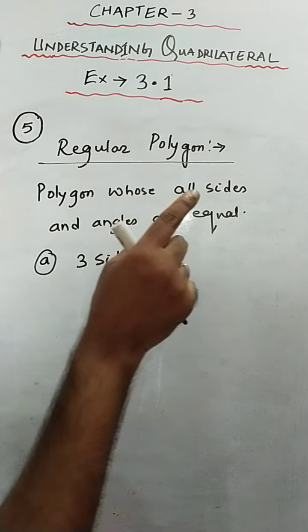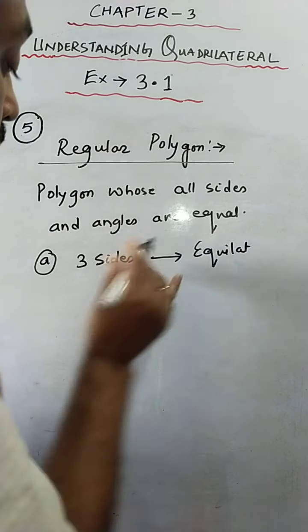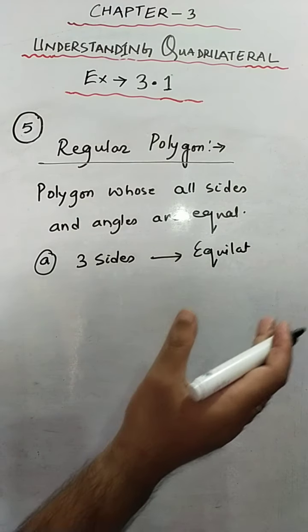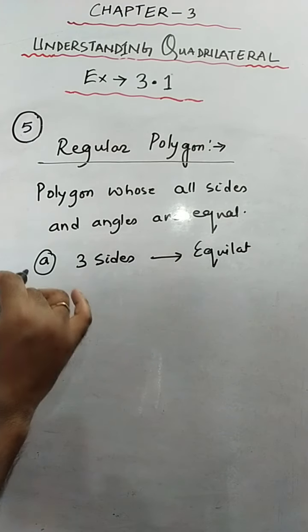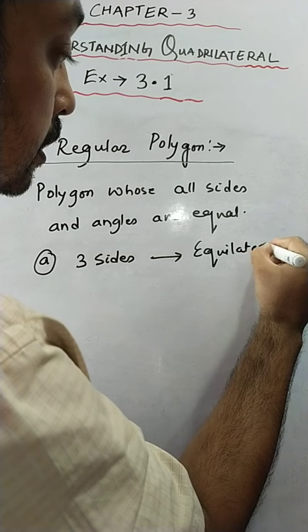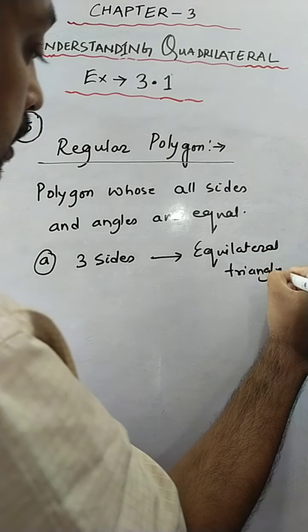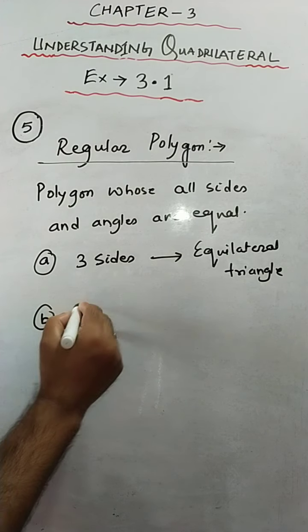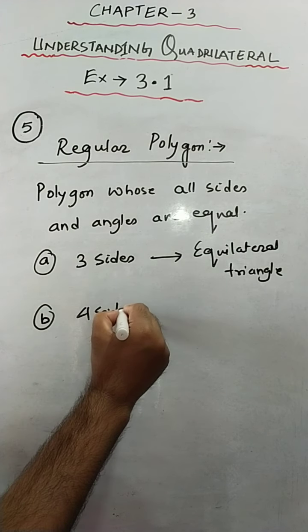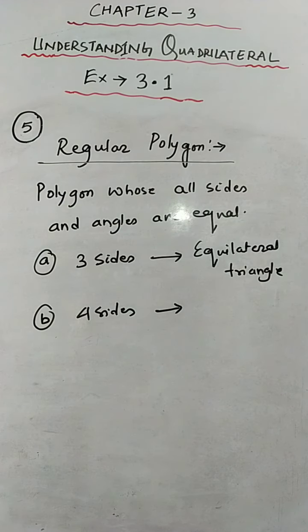So what is the name of that triangle? The name of the triangle is equilateral triangle. You just cannot name it triangle, because not all triangles have all sides equal and all angles equal. Fine, you have to specify that triangle. So equilateral triangle. Okay. Now, part B, 4 sides. So 4 sides means quadrilateral. But do all quadrilaterals have equal sides and equal angles?